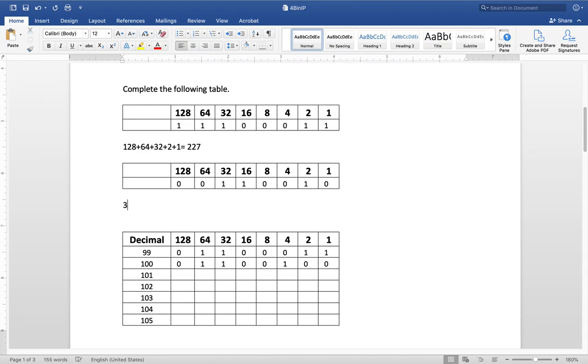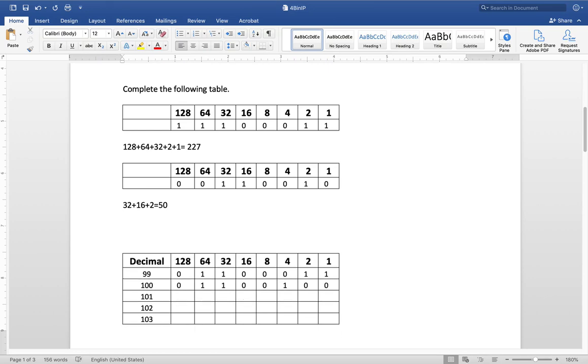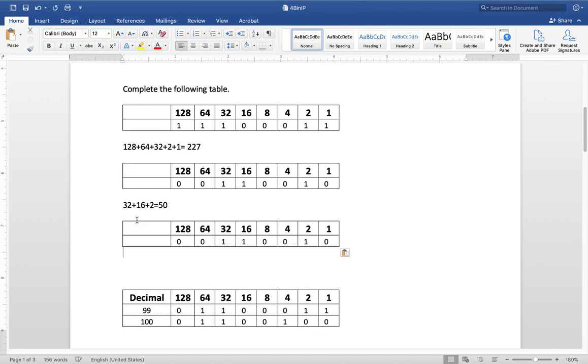So all you do is add the numbers in the box if there is a 1 below it. So I'm going to add 32, 16 and 2. Okay, that would be 50. So 50 is basically 00110010 in binary. All right, so binary to decimal is very simple. All you have to do is simple addition and you'll be able to do it.